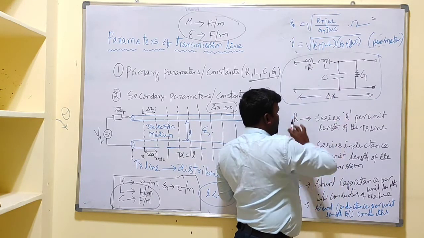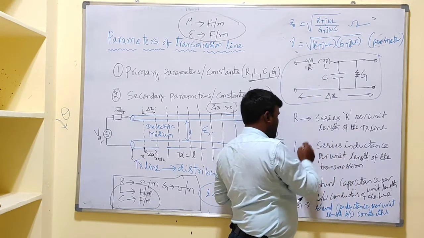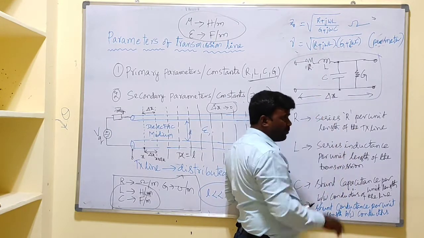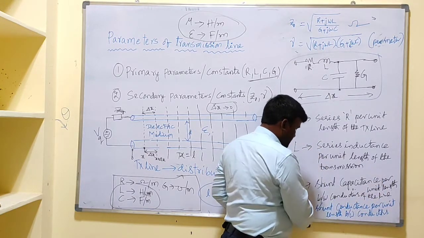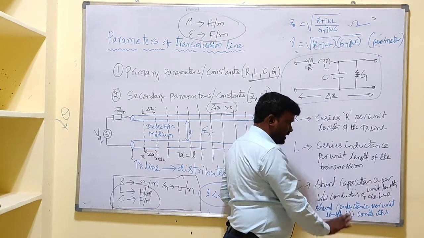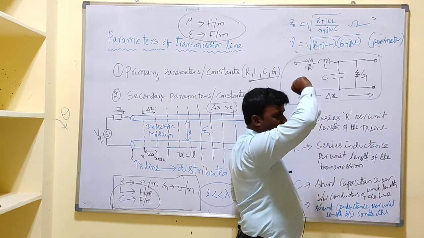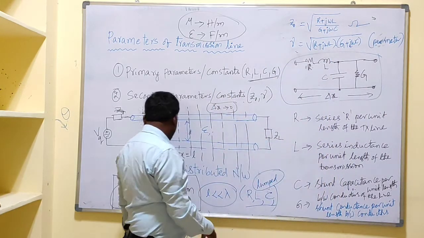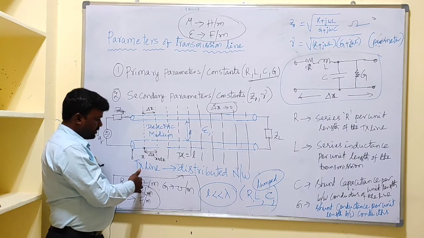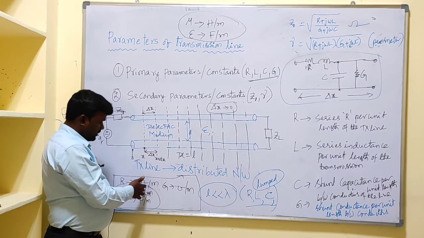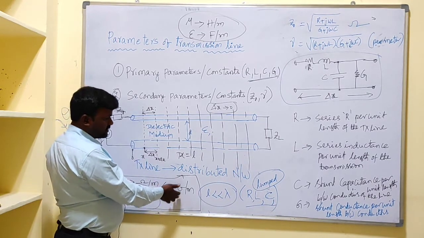R is on the line, L is on the line. They are series elements, defined per unit length of the transmission line. L is series inductance per unit length on the line, C is shunt capacitance per unit length, whereas G is parallel conductance per unit length between the conductors, because they are parallel elements, while R and L are series elements. As they are defined per unit length, they are measured like this. R is measured in ohms per meter, inductance in Henry per meter, capacitance in Farad per meter, G in mhos per meter.